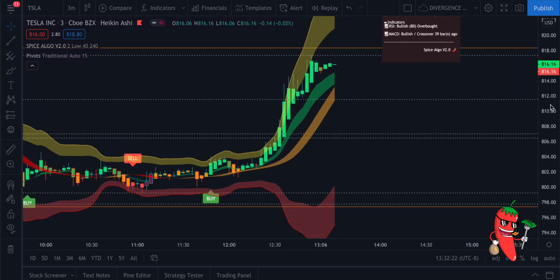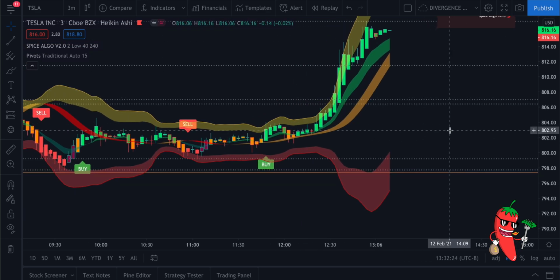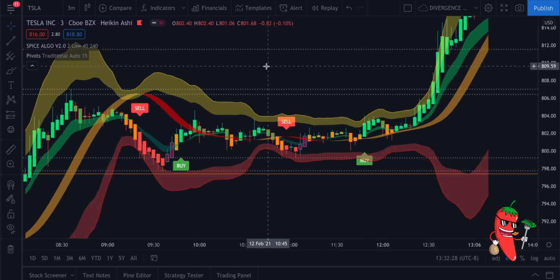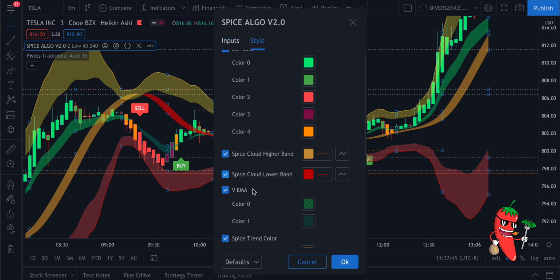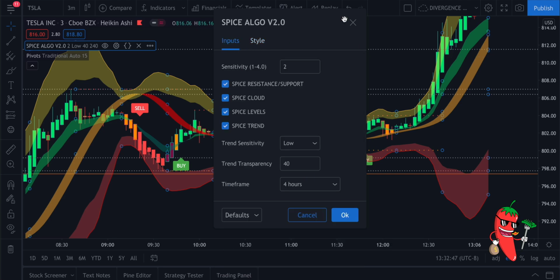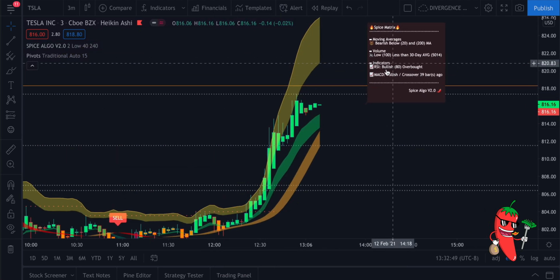Perfect. Okay. So we're going to go ahead and talk about strategy today, strategies that I pretty much put into 2.0, and we're going to look at the main features that we added. There has not been a substantial change in how many features we've added to Spice Algo 2.0, but the main important ones that I did add are Spice Levels, Spice Cloud, and the addition of the 9 EMA Cloud and the Spice Matrix, which is located on the right side.